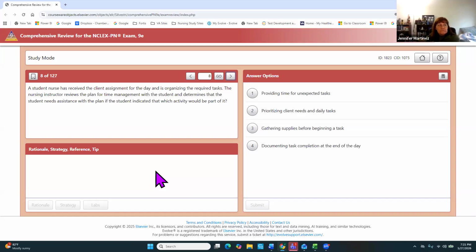So which of those determines that the student needs assistance with the plan if they indicated that activity would be part of it? The one that shows that she needs assistance, I think, is number 1. All right, I got a couple 1s, and I got a 4. Maybe I'm reading the question wrong. I had to read it twice. Got a couple 4s and a couple 1s.